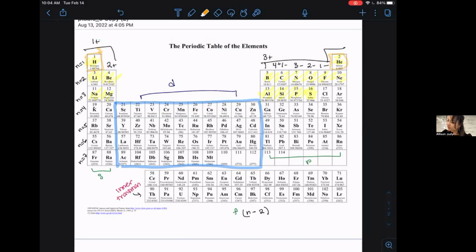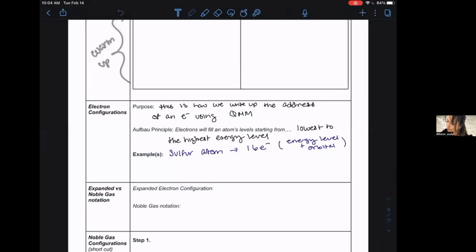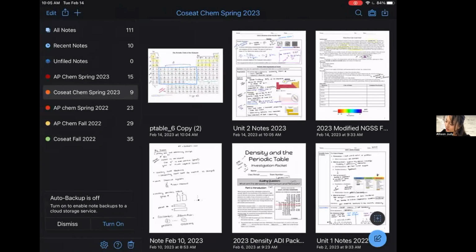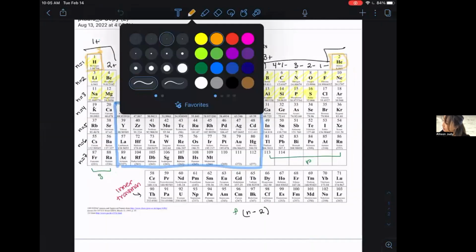So what would we start with to get to sulfur? We have to start by filling up 1s2. That's how we write it. That 2 right there tells me the number of electrons. So that's 2 out of my 16 electrons of sulfur accounted for. Let's move on. Next stage.